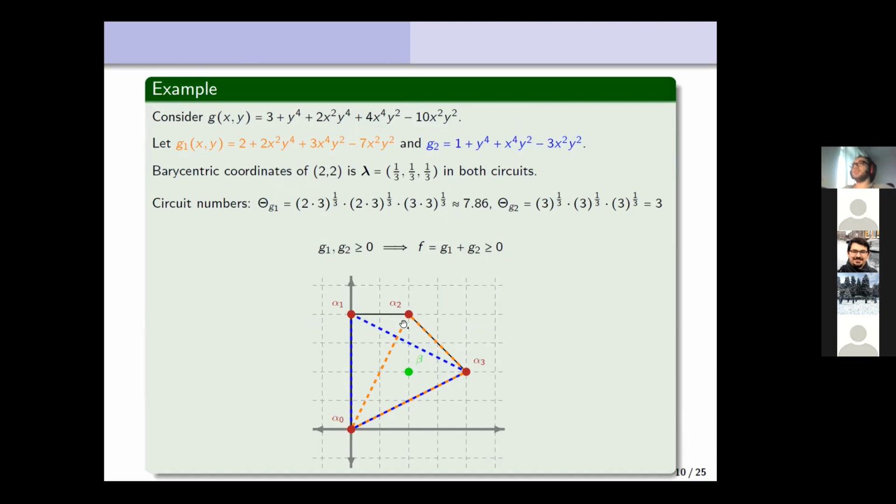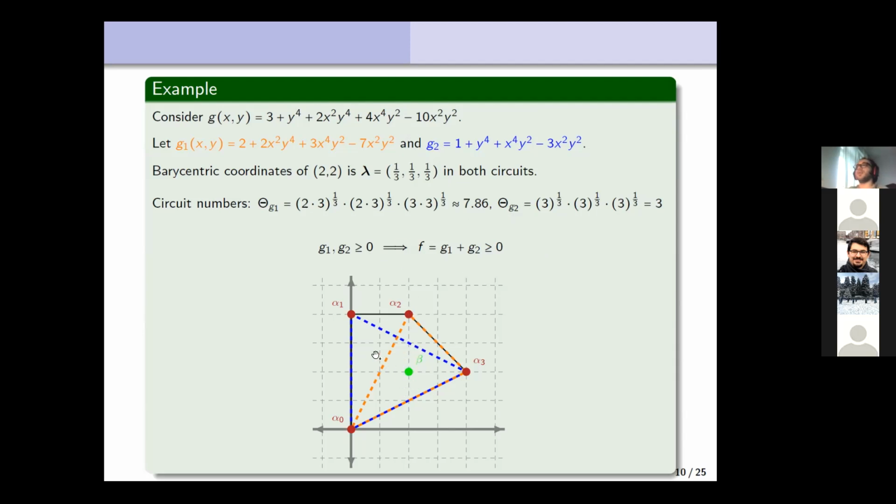Both G1 and G2 are circuit polynomials, and one can check, just as we did in the previous step, their circuit numbers. If, when I add them, the absolute value is smaller than the coefficient of p beta, which is the case here, then you see that the sum of these has to be non-negative. And the game is going to be the same.